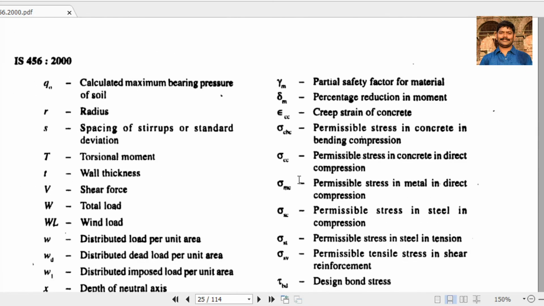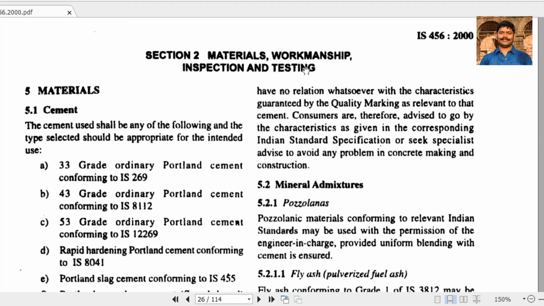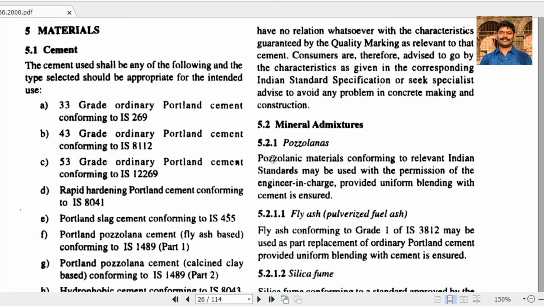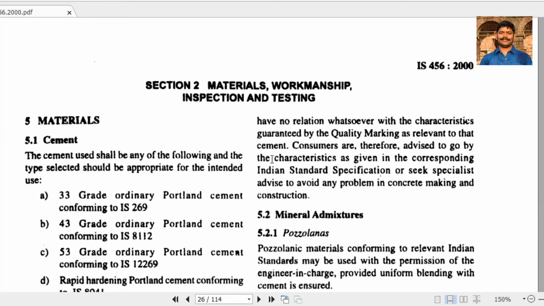In today's class we will discuss material, workmanship, inspection and testing. We will go through one by one and we will see what the IS code recommendation is, what it is there for, and what the importance is. So basically we will discuss the important features of Section 2.